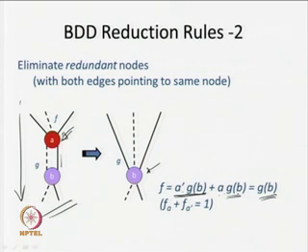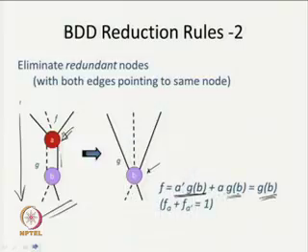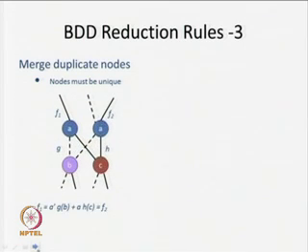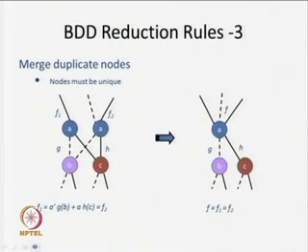So, the first reduction rule is elimination of duplicate terminals. The second reduction rule is elimination of redundant nodes. Now, we have one more rule, reduction rule 3, which is called merging of duplicate nodes. If we are having some duplicate nodes, then we can merge them together, and we are going to get a simpler or reduced BDD. Now, consider this partial BDD. What happens in this case? You just see that I am coming to these 2 nodes.